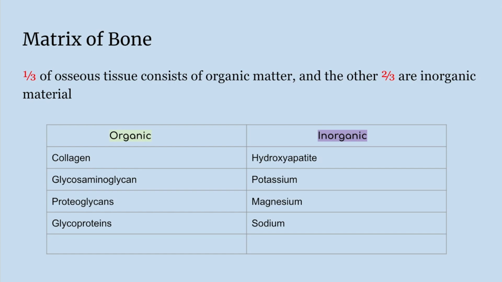Now, if we move over to the inorganic side, we have what we call hydroxyapatite, which makes up 85% of the inorganic side. And hydroxyapatite is just a mixture of calcium and phosphate ions. It's just a compound of calcium and phosphate. And if we go below that, we have our three most common salts other than calcium and phosphate: potassium, magnesium, and sodium. So this is the matrix of bone, and if we move over to the ThinkPad, we will get a closer, in-depth view of what's going on here.